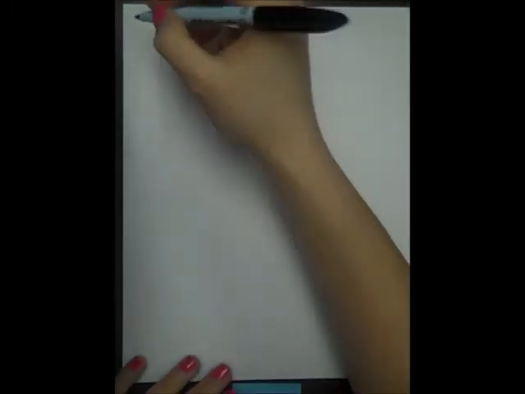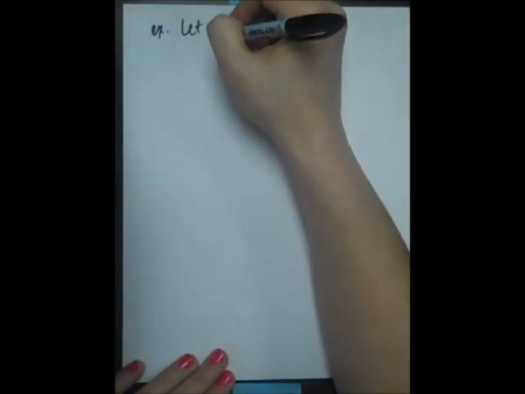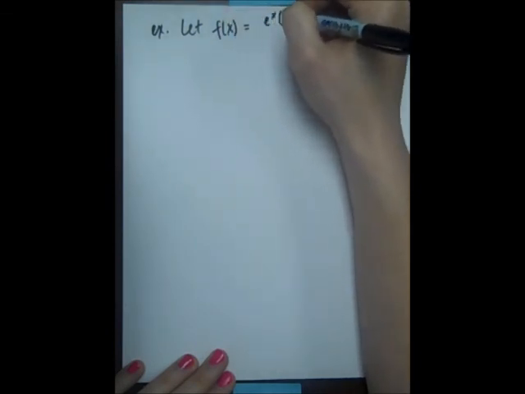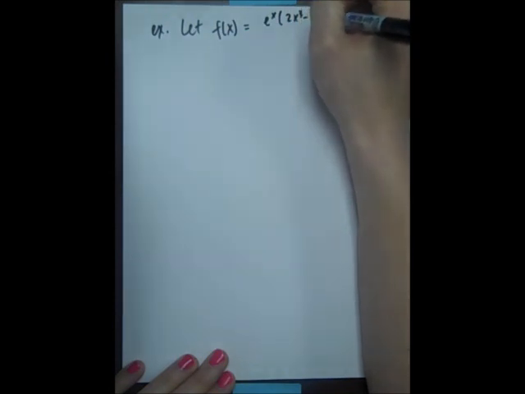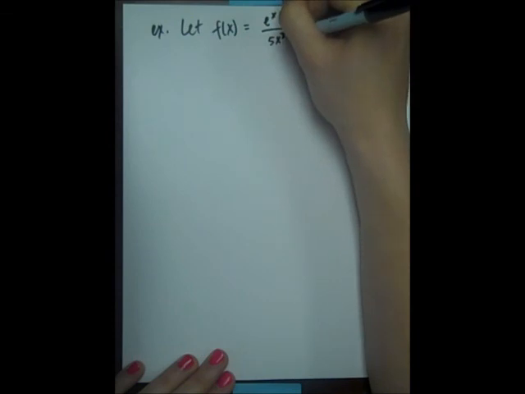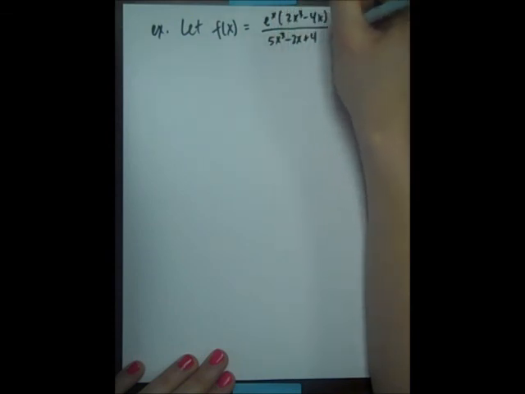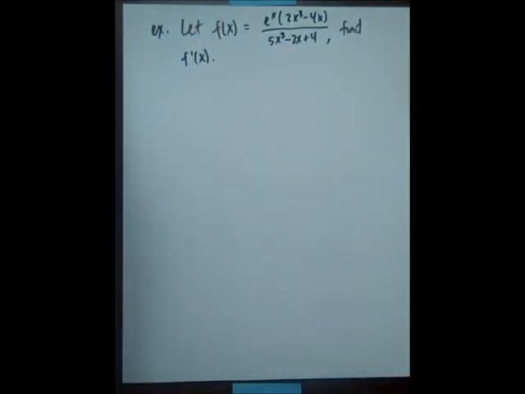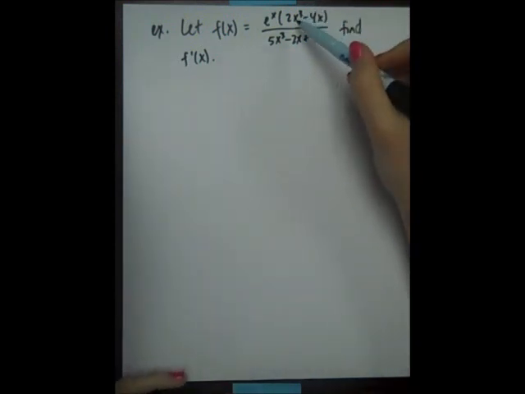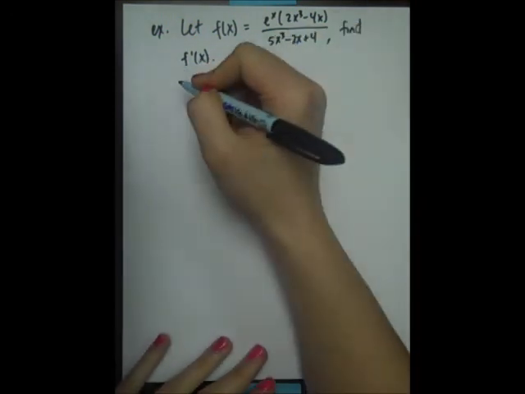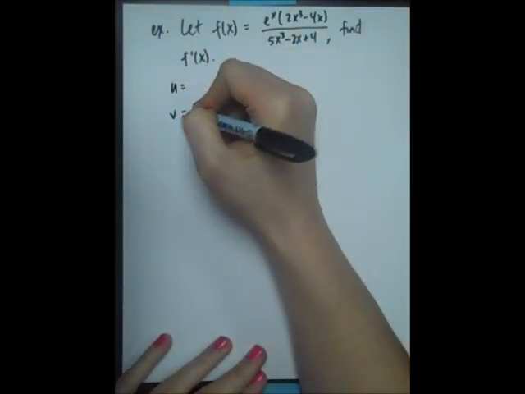So let's do one more here. Let f of x be e to the x times 2x cubed minus 4x over 5x cubed minus 2x plus 4. And I want to find f prime of x. So this is the same thing that we've been doing. I gave you a function and now we're looking for the derivative of it. So I'm looking for the derivative of e to the x times 2x cubed minus 4x all divided by another function. So I'm going to have to use the quotient rule.